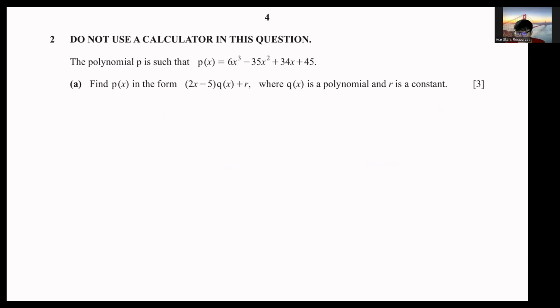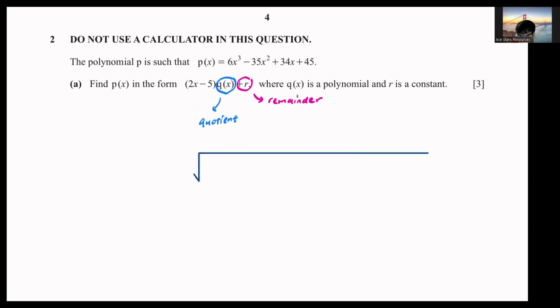Find p(x) in the form (2x minus 5) q(x) plus r, where q(x) is a polynomial and r is a constant. Normally students fail to answer these questions because they don't know what r and q represent. Here, r is your remainder, while q is your quotient. So what do we mean by that? You have to use long division to find out.